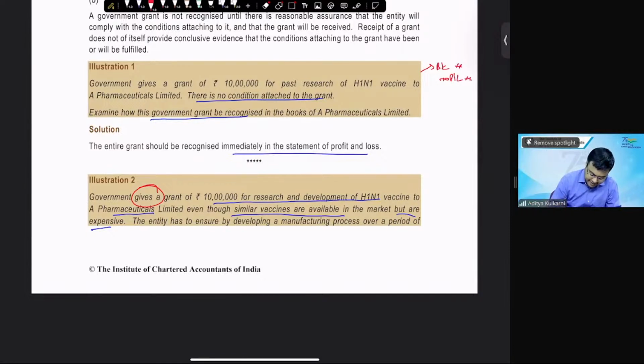Now, in this case, I got the money, 10 lakhs. I just write the number so there is no confusion. Bank account debit, and what am I going to credit? Can I credit deferred income? Yes. Can I credit the P&L immediately? The answer is no, because this is a grant over the next 2 years with a condition fulfillment requirement. So I will take it as deferred income.